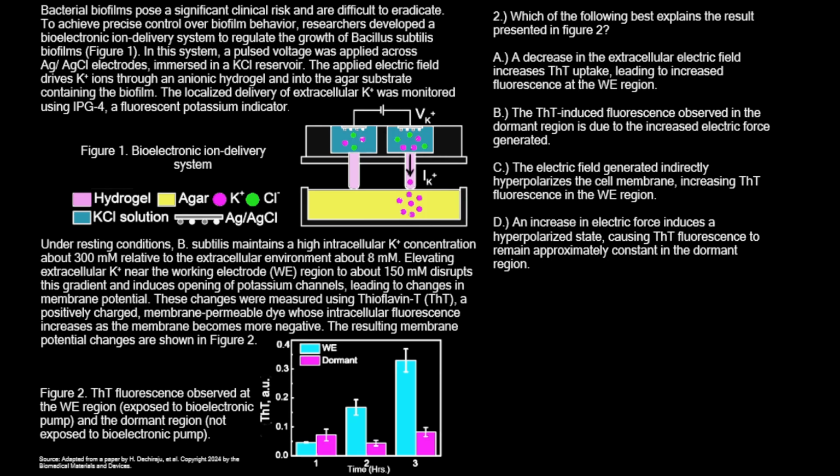Answer choice B says the THT induced fluorescence observed in the dormant region is due to the increased electric force generated. Answer choice C says the electric field generated indirectly hyperpolarizes the cell membrane, increasing THT fluorescence in the WE region. Answer choice D says an increase in electric force induces a hyperpolarized state, causing THT fluorescence to remain approximately constant in the dormant region.